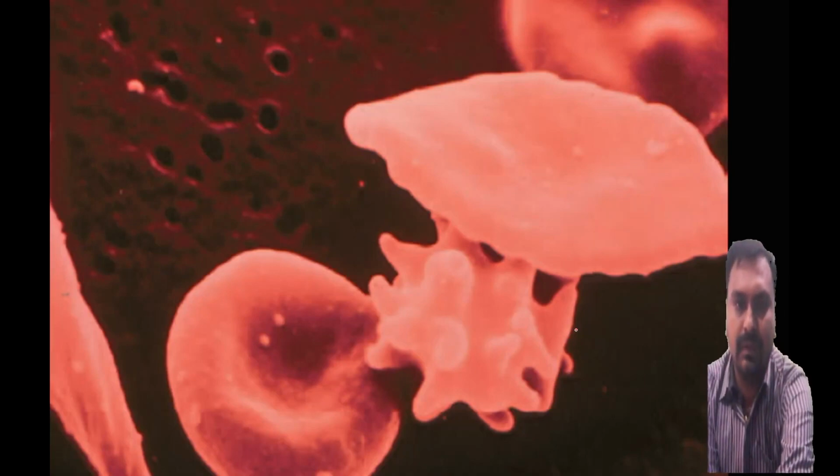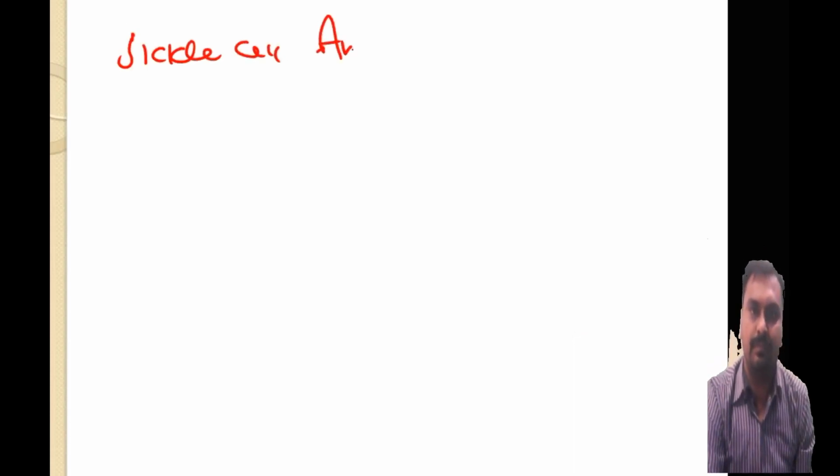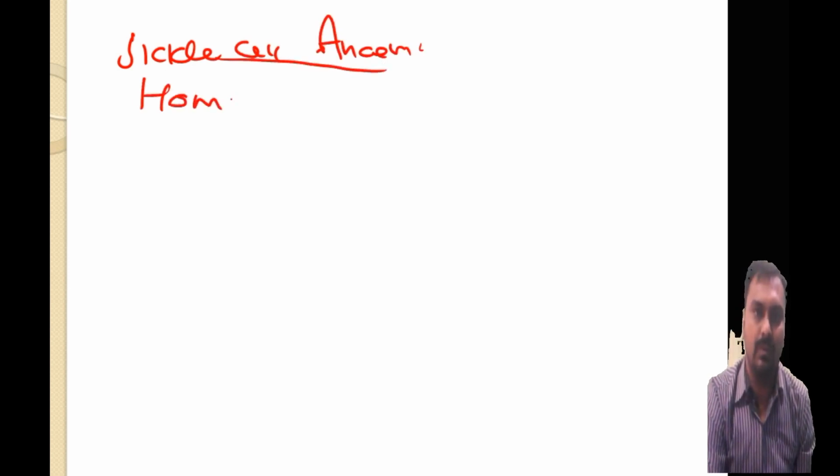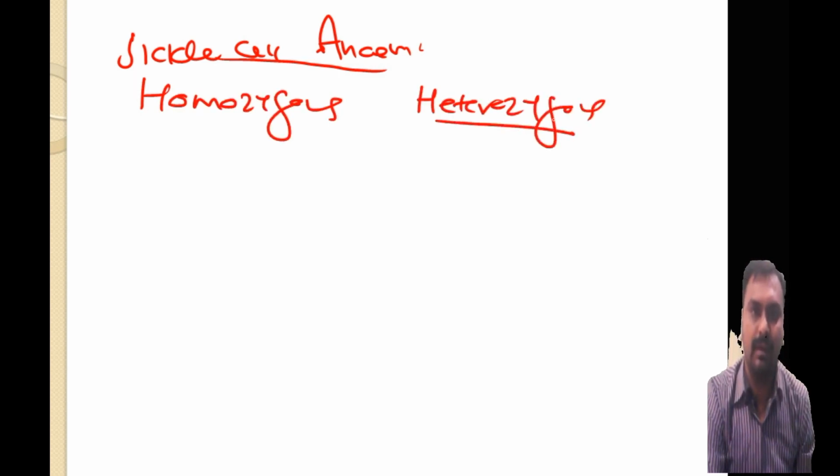Okay. So this is sickle cell. Mainly the sickle cell anemia may be in the homozygous form or heterozygous. What do you understand by this homozygous?